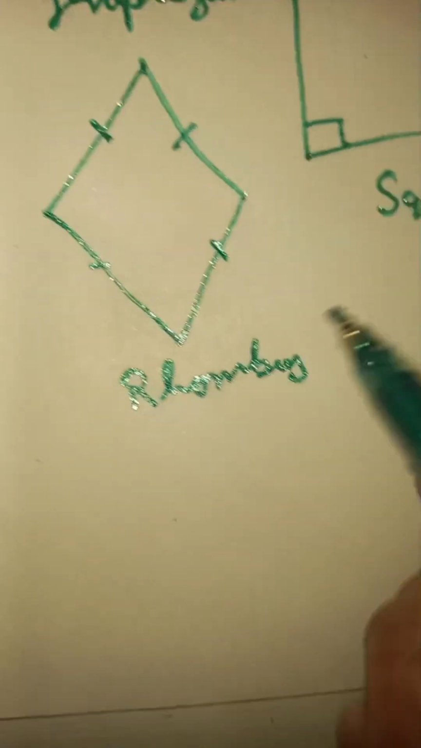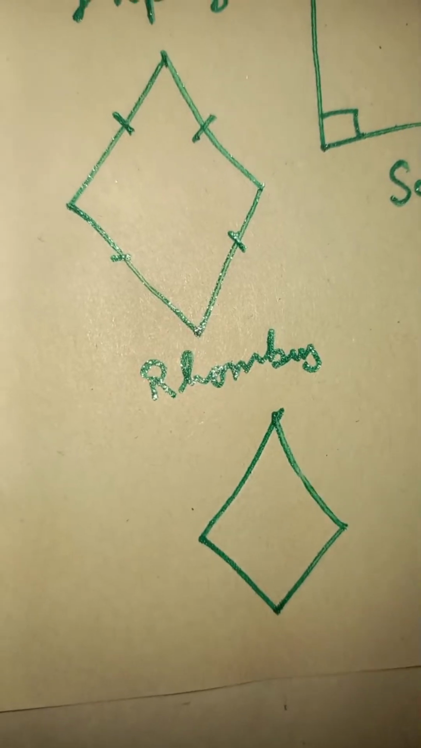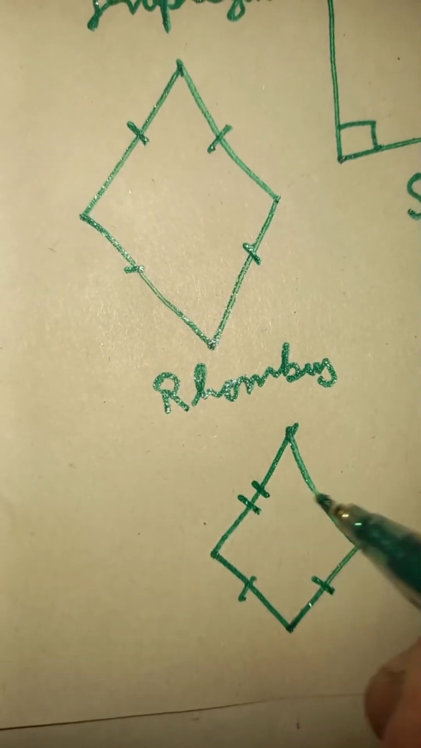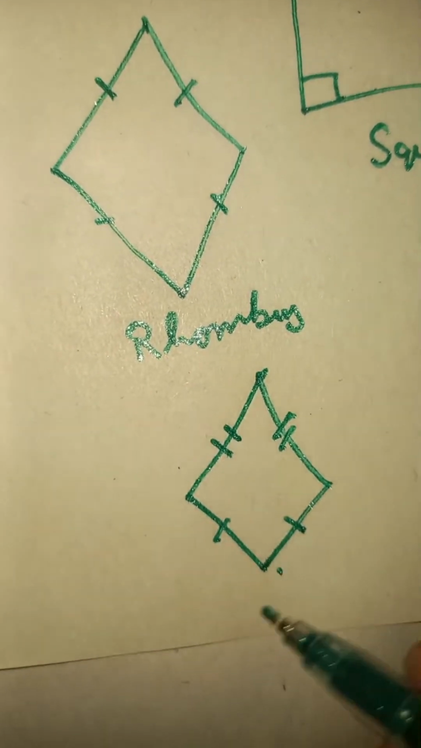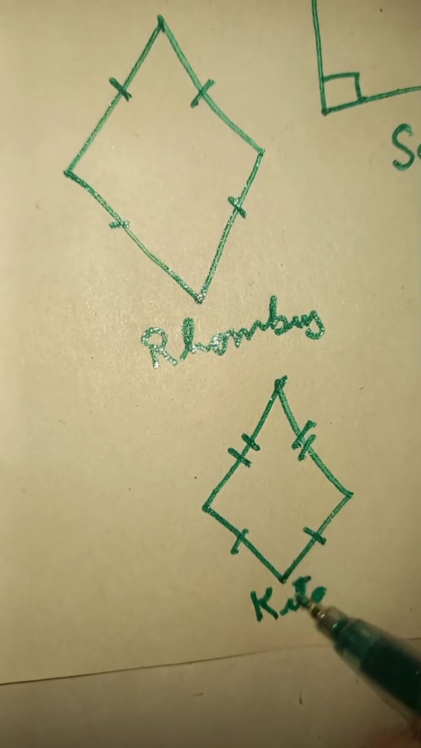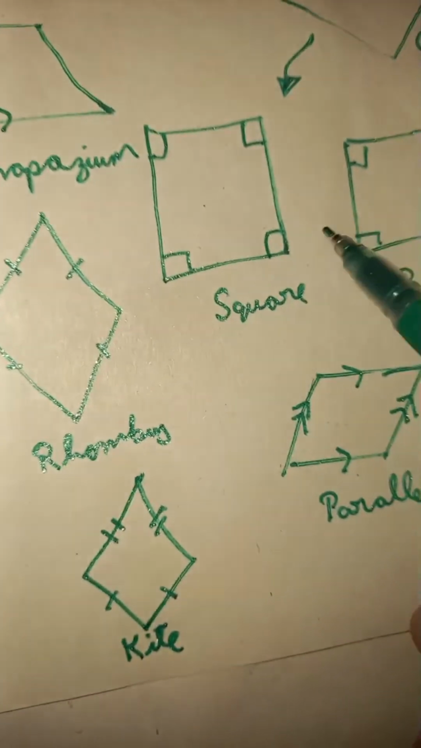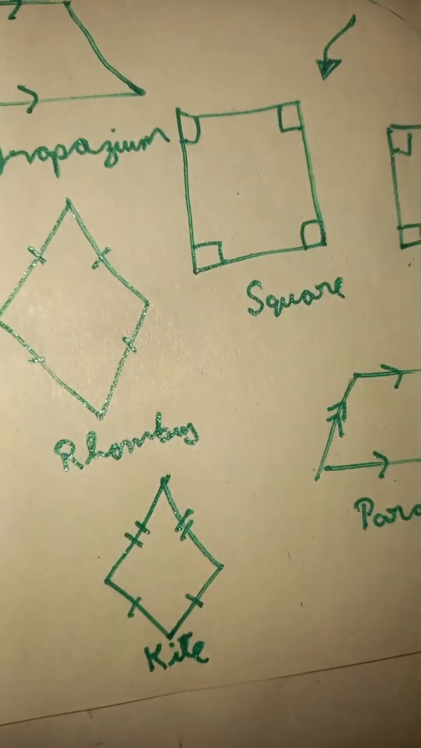Let's take another shape. That is this one. These two below sides are going to be equal and the above two sides are going to be equal. This is known as a kite. These are all the different shapes, and for each shape you can find out area and perimeter in different ways.